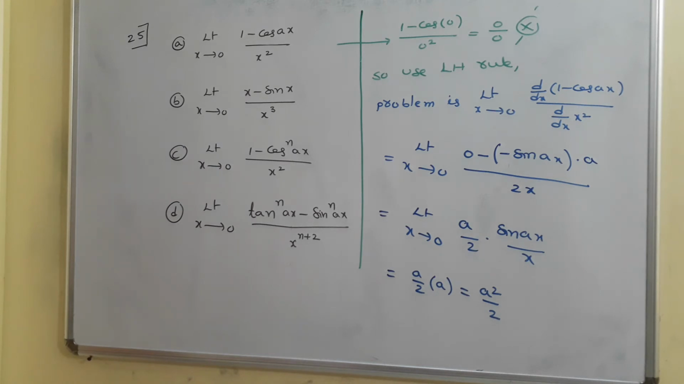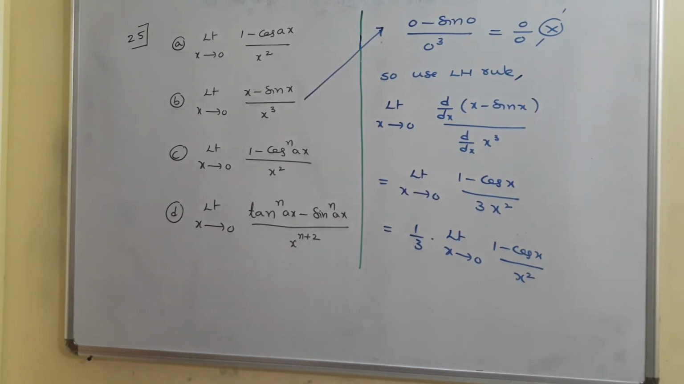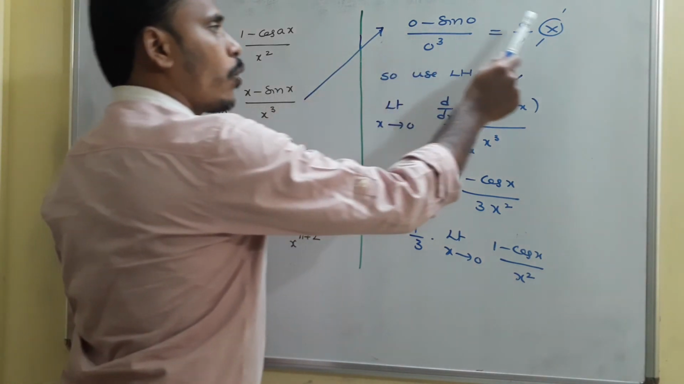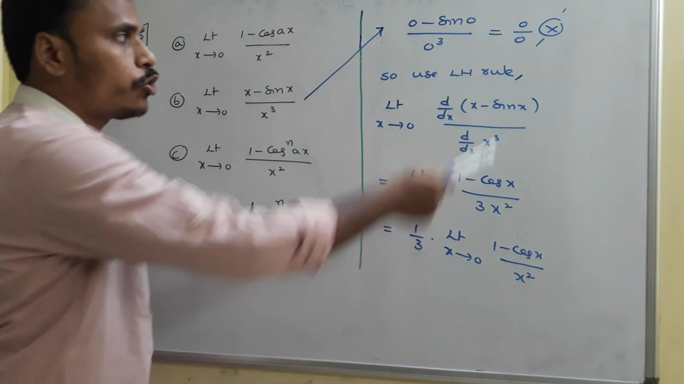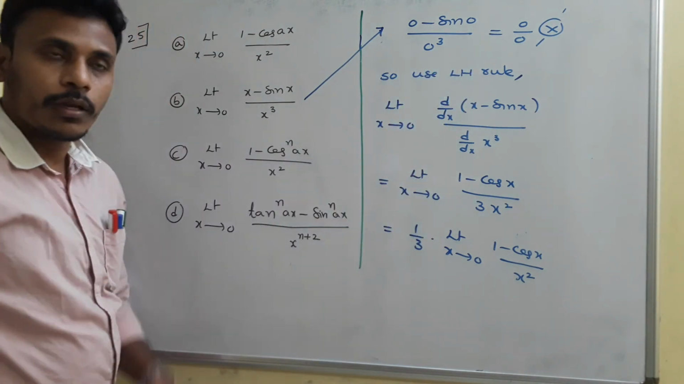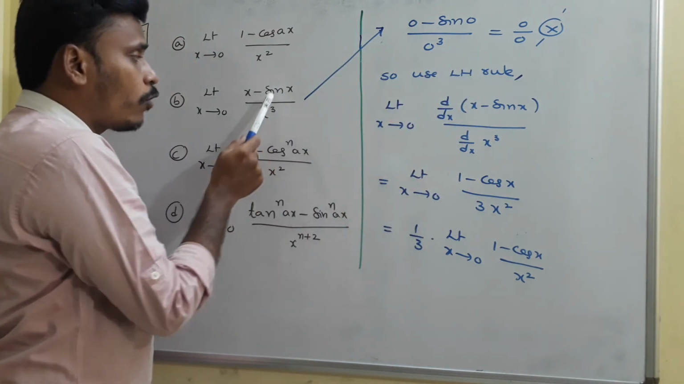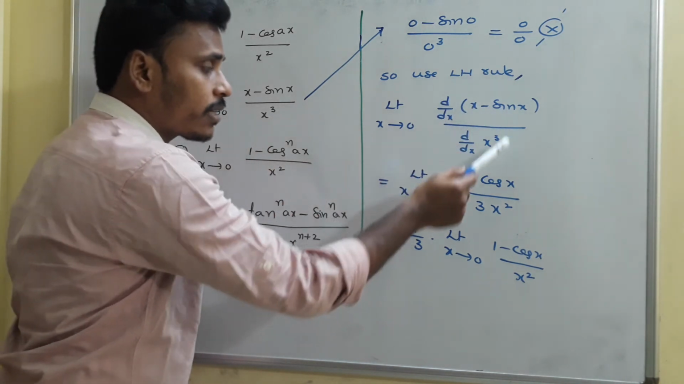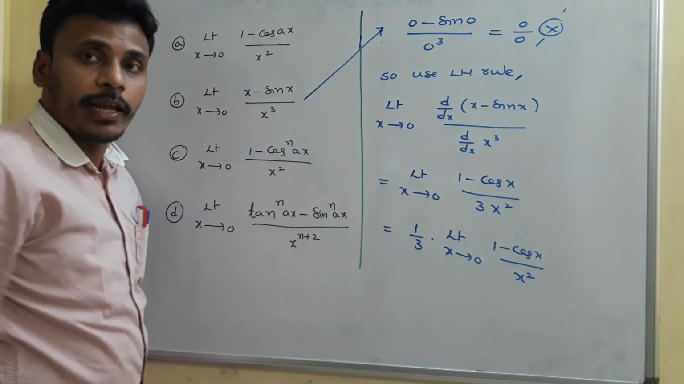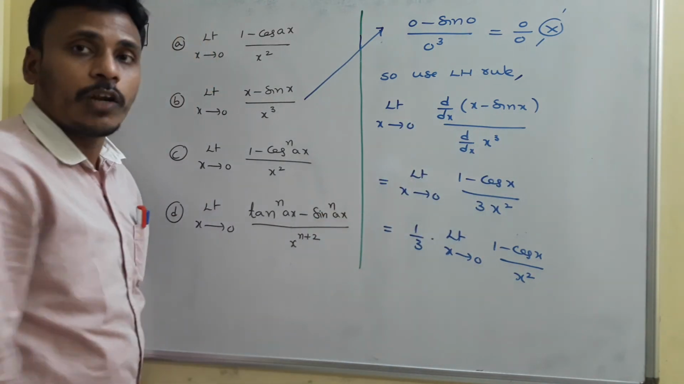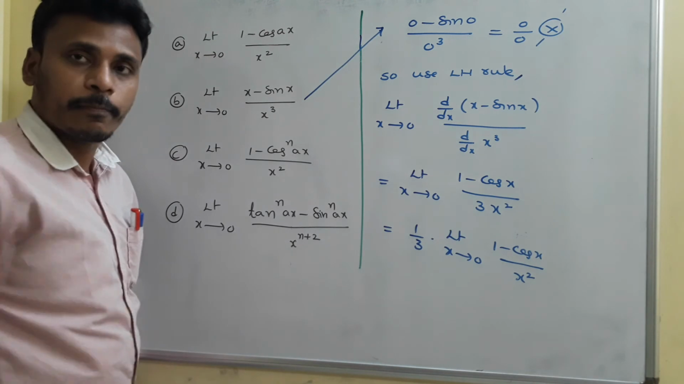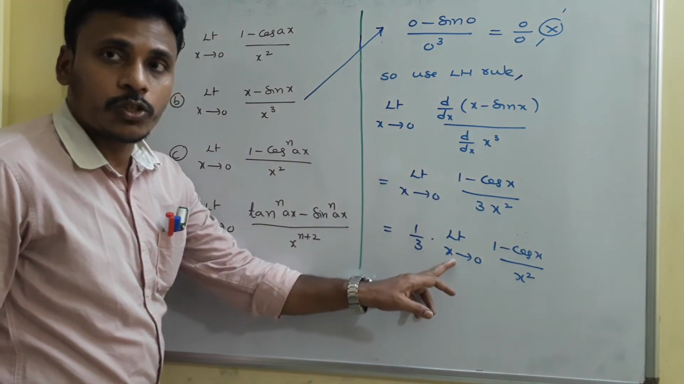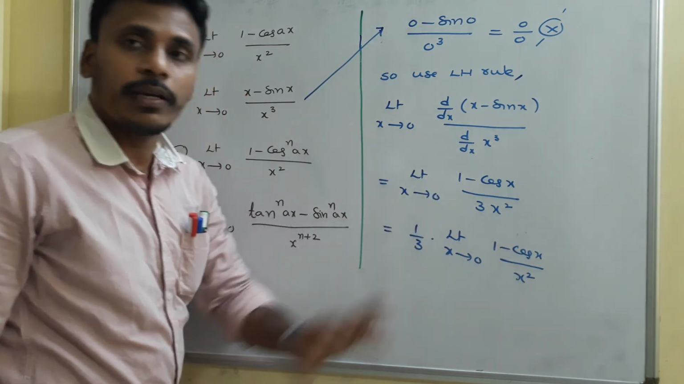Okay, have a look. So just have a look at the second problem. Again, if you directly replace x with 0, your answer is an indeterminate form, 0 by 0. So use L'Hospital rule. For L'Hospital rule, apply the derivative of the numerator and denominator. Derivative of x is 1. Derivative of sin x is cos x. The numerator is 1 minus cos x. In the denominator, the derivative of x cube is 3x square. So you just separate this 1 by 3. So 1 by 3 into limit x tends to 0, 1 minus cos x by x square.